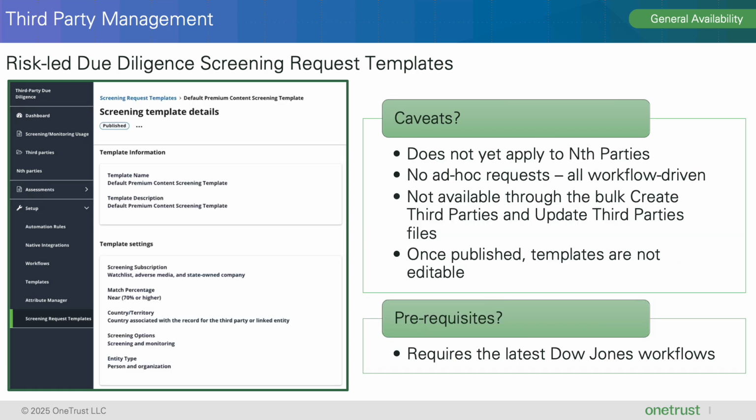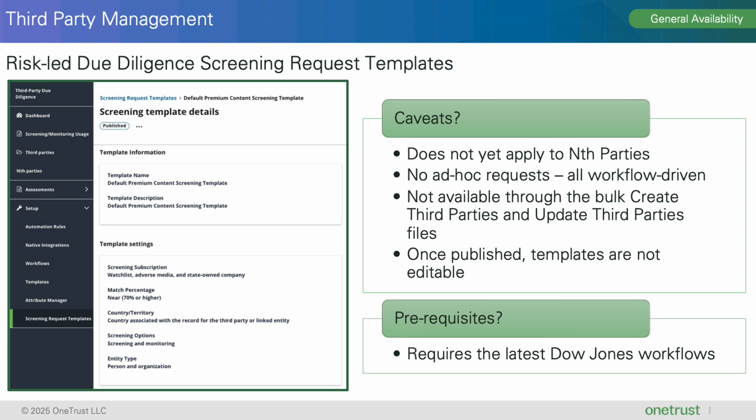Before we walk through the product, there are a few caveats and prerequisites. First, these screening templates do not yet apply to nth parties. Second, you cannot use templates with ad hoc requests. They only apply to workflows. Likewise, the request templates are unavailable through bulk create and update operations. Additionally, the templates are not editable once published. If you need to change a template, you can archive and recreate the template.